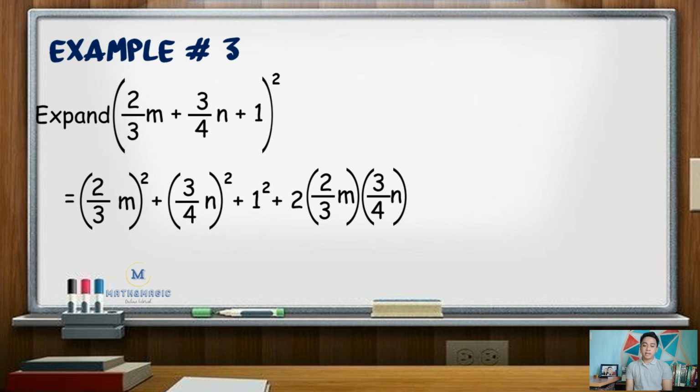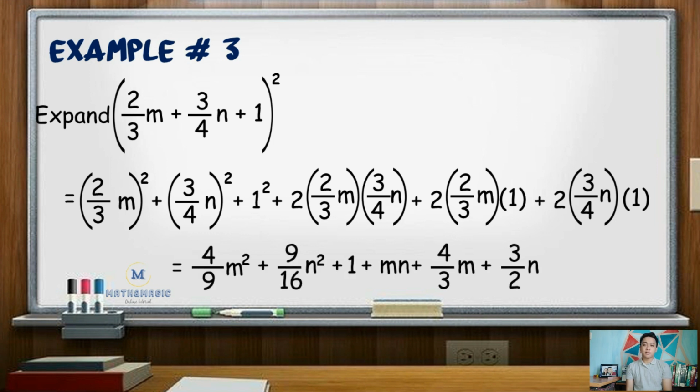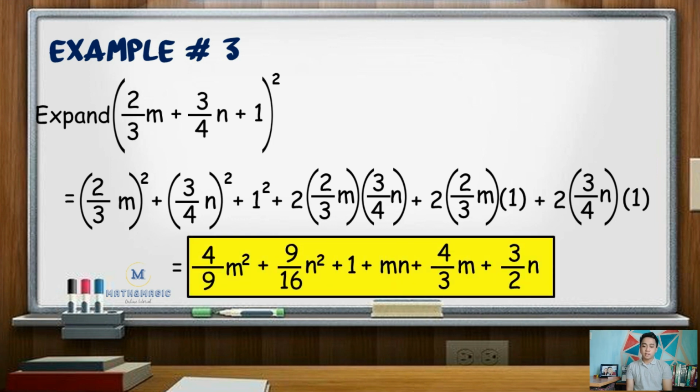That gives us now a value of mn, plus twice the product of 2/3 m and 1, that is 4/3 m, plus 2 times 3/4 n times positive 1 or 3 over 2 n. Hence, the product of this trinomial is 4 over 9 m squared plus 9 over 16 n squared plus 1 plus mn plus 4/3 m plus 3/2 n.